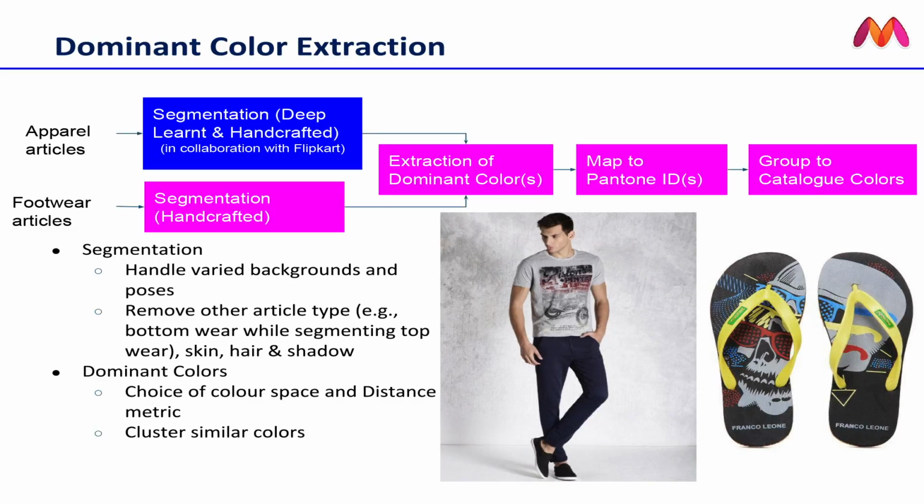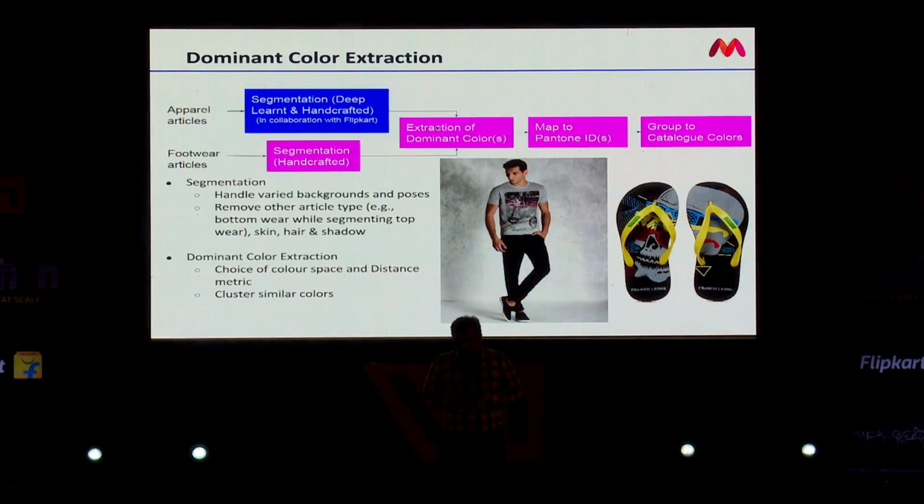So the next item that I'll talk about is dominant color extraction. As we know, color is an important attribute to describe any article type. There are a few challenges that we have to solve here. For example, if you look at this particular image, there is a rugged background. And if you want to extract the color of the t-shirt, we have to get rid of the trouser and also the skin and the hair pixels. That's one challenge that we have to do. And there are also varied backgrounds, as we saw in this case, and the poses could also vary. So ideally, the dominant color solution should be able to handle these.